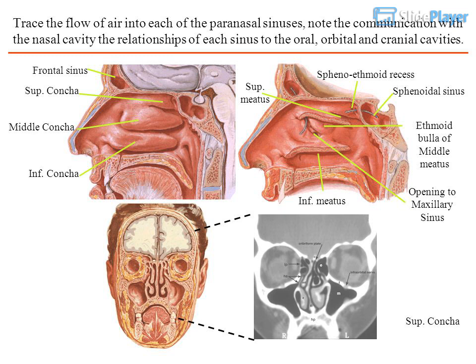Trace the flow of air into each of the paranasal sinuses. Note the communication with the nasal cavity, the relationships of each sinus to the oral, orbital and cranial cavities. Frontal sinus.